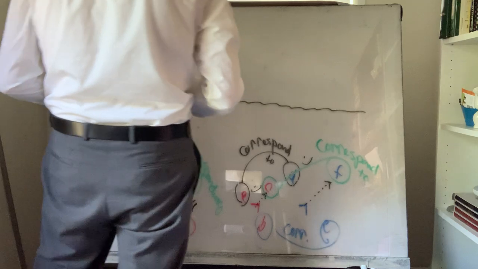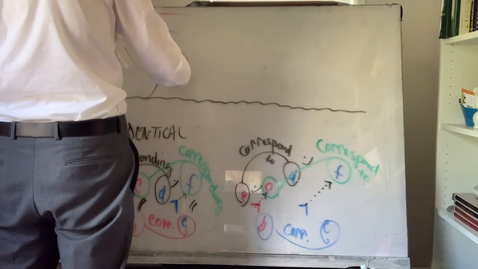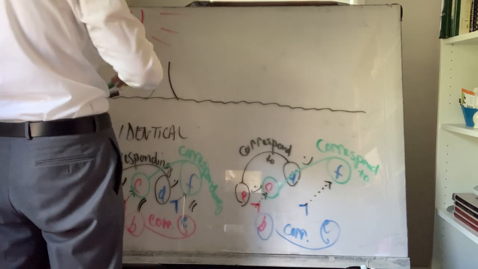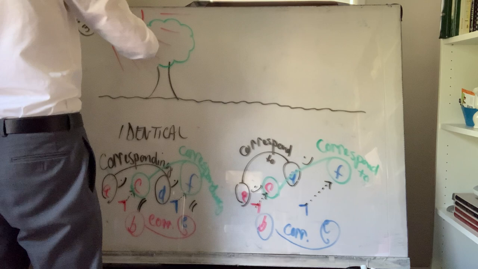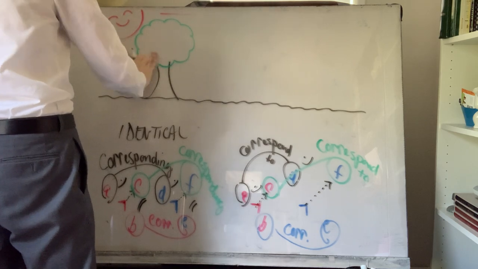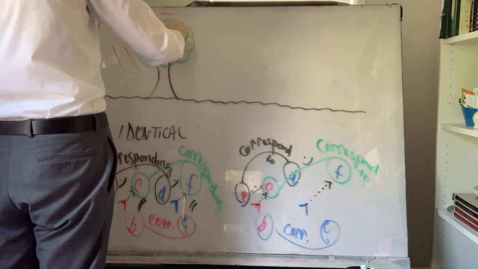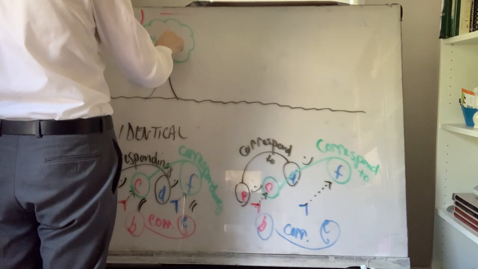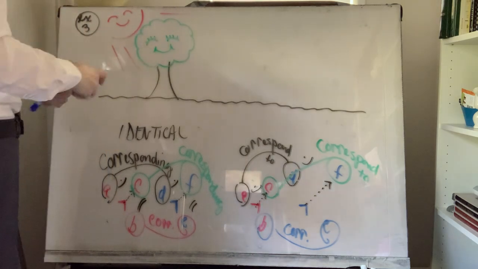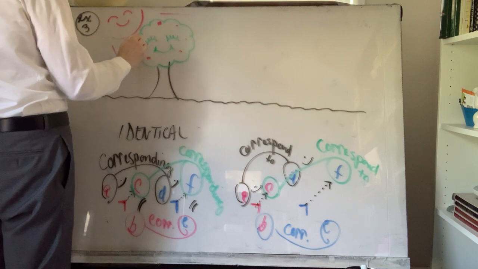So to illustrate, here's a tree coming up from the ground. And it's a happy tree too, like a Bob Ross reference here. Living its best apple tree life here. Okay.